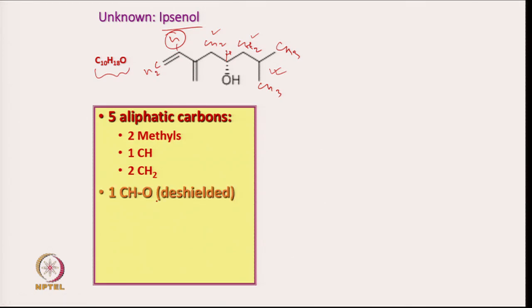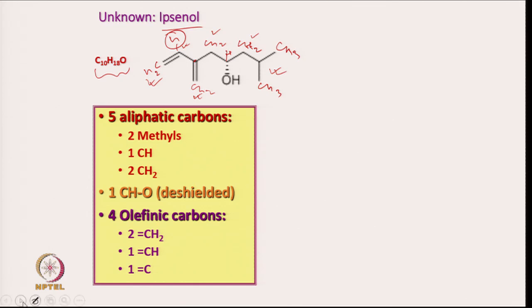Then one CHO group, so this is CHO, with the OH group, so this is one group. Then 2 double bond CH2 groups, so CH2, CH2, and 1 double bond CH, and 1 double bond C. This is the 1 double bond C, which is not attached to any proton. So this is the way this structure is.